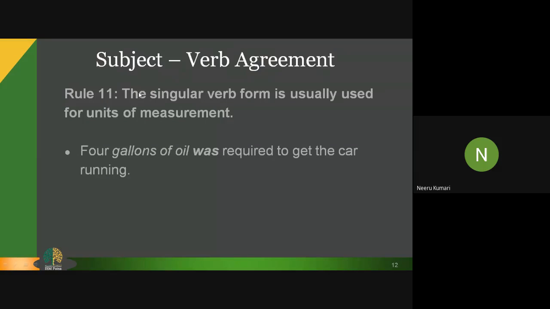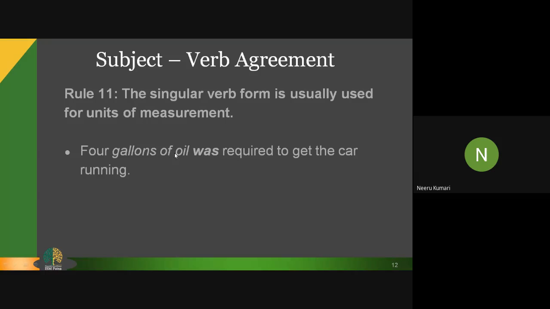That is, whenever we are talking about the verb form, though these are in plural. So, for example, there are 4 gallons, but of what? Of oil. So you need to remember whenever you see units of measurement, it could be in meters, liters, kilometers, kilograms, anything, the unit of measurement of any object will always take the verb form which is singular.